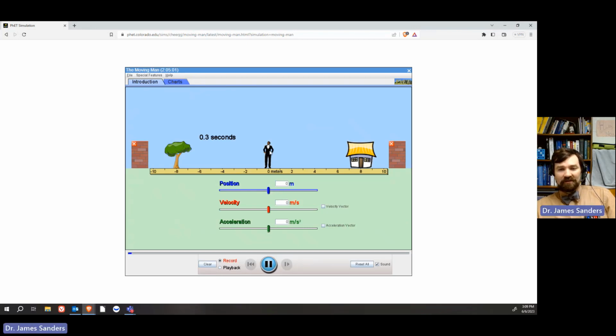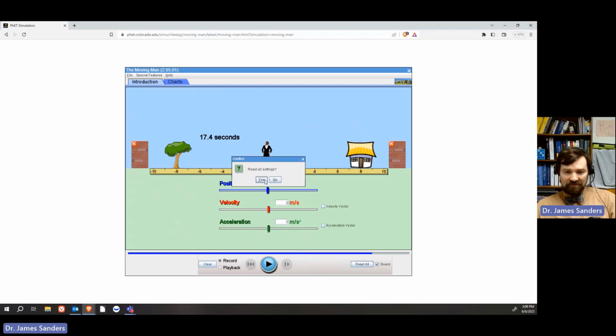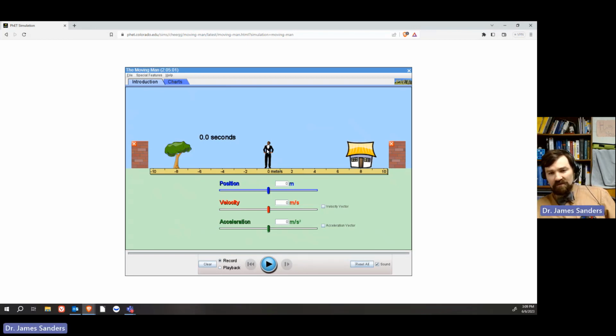The introduction version just means the guy's going to walk as per whatever I do here. So I can click on this guy and move him somewhere, and it will move his position to there. If he's just standing there, then velocity is 0 and acceleration is 0. I guess you can also move the sliders for these. So what if we reset everything here and move the guy to a particular location?